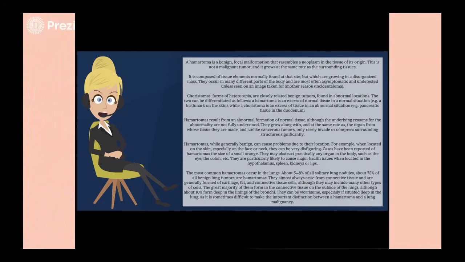The great majority of them form in the connective tissue on the outside of the lungs, although about 10% form deep in the linings of the bronchi. They can be worrisome, especially if situated deep in the lung, as it is sometimes difficult to make the important distinction between a hamartoma and a lung malignancy.